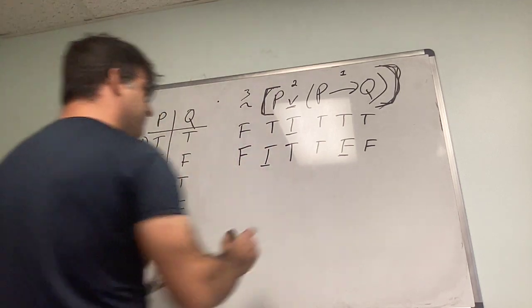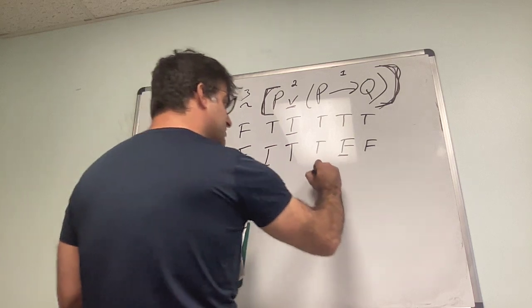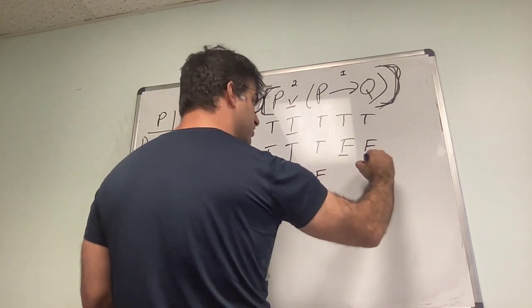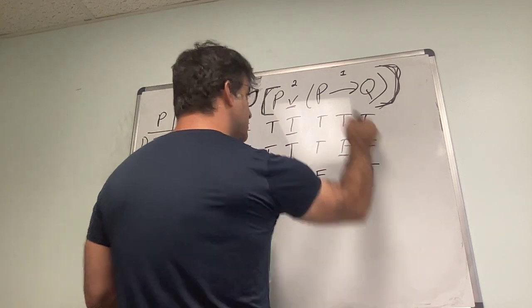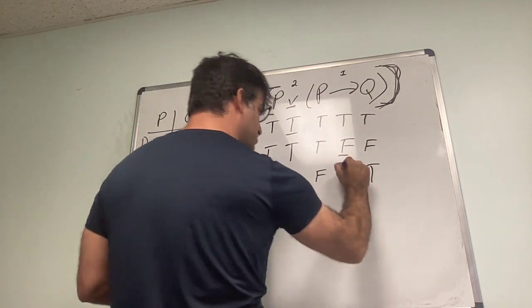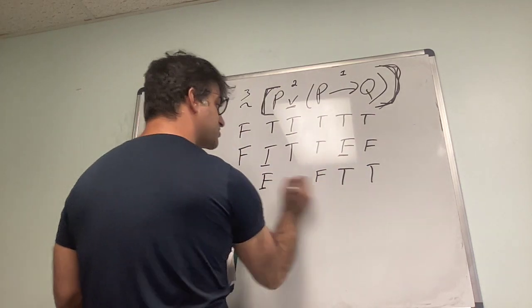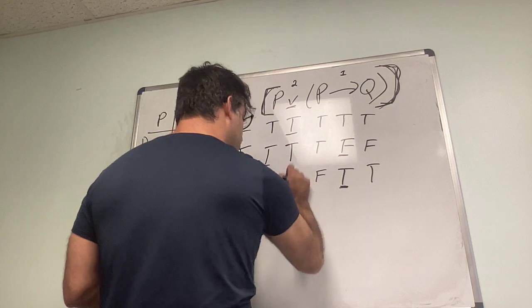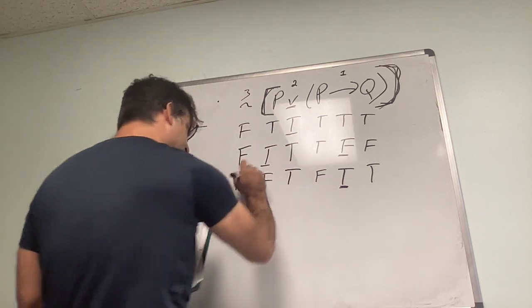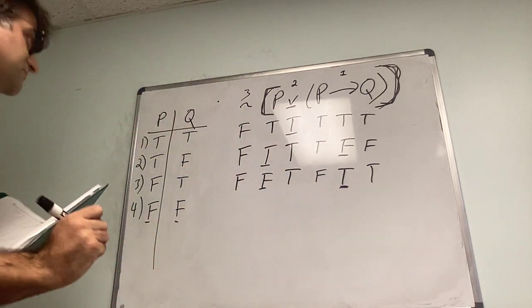How about row 3? P is false. Well, we know that's going to make P arrow Q true, because a false antecedent, false arrow true, is true. So we have false or true equals true. But again, we negate it. So the whole statement's false.